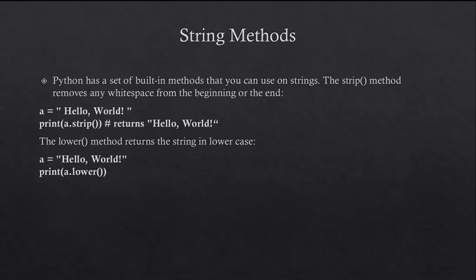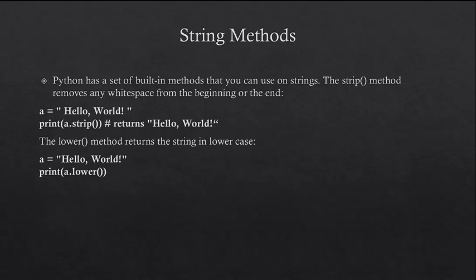Of course, Python, as I said before, has a set of built-in methods that you can use on strings. The strip method removes any white space from the beginning or the end. For example, we have white space in the hello world variable. If we include a.strip, which is a built-in method, we remove the white space and print hello world.